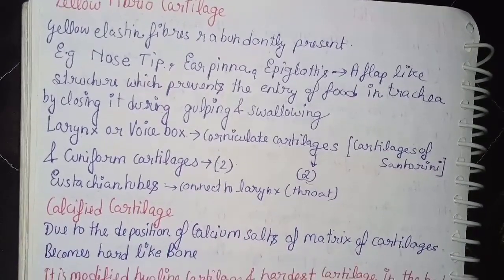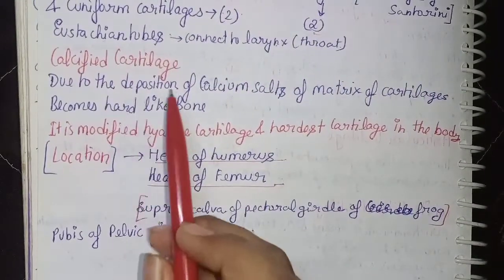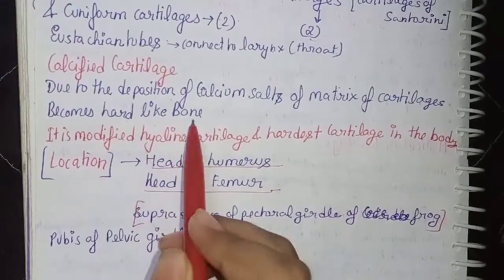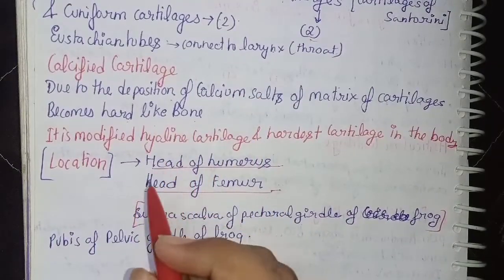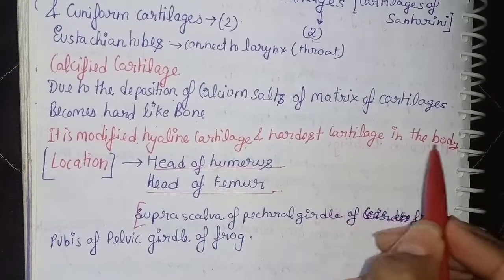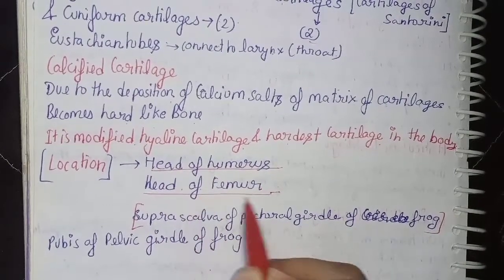Now coming to calcified cartilage, the third type of cartilage. Due to the deposition of calcium salts, the matrix of cartilage becomes hard like bone. It is called calcified cartilage. It is modified hyaline cartilage and the hardest cartilage in the human body. Its location is the head of humerus and head of femur.